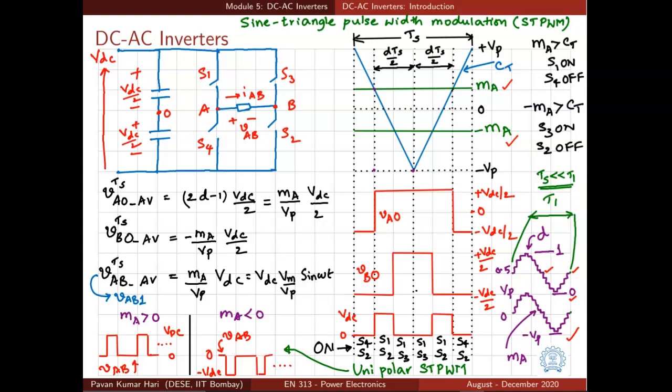Leg A is switched with the following logic. When MA is greater than CT, that means when one sine is greater than triangle, S1 is on, otherwise S4 is on.